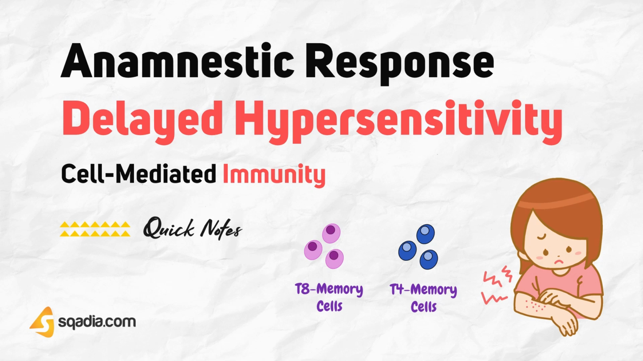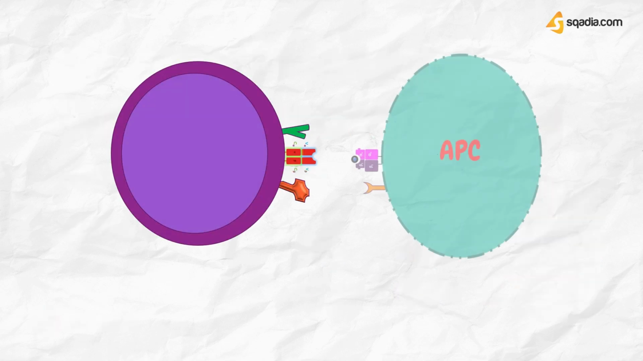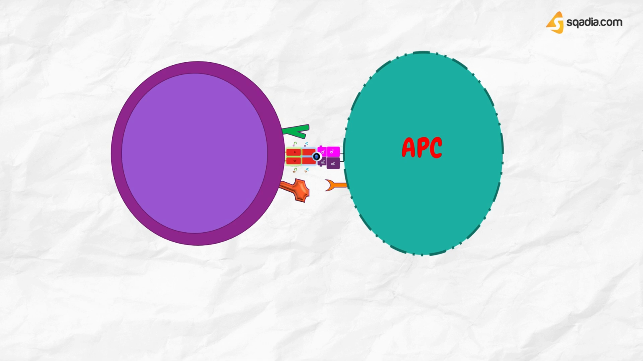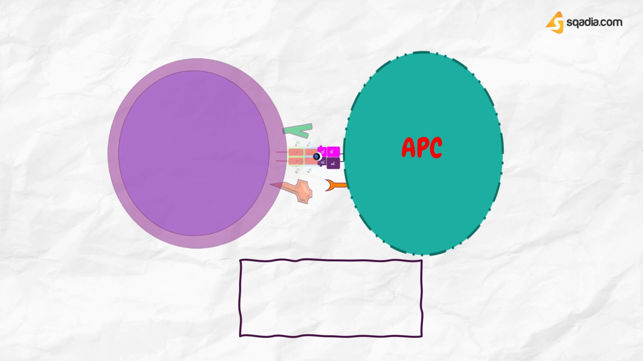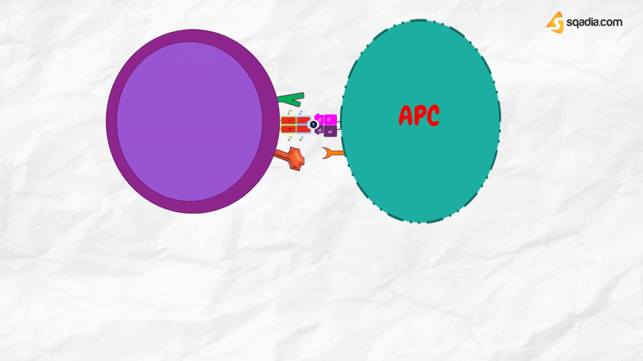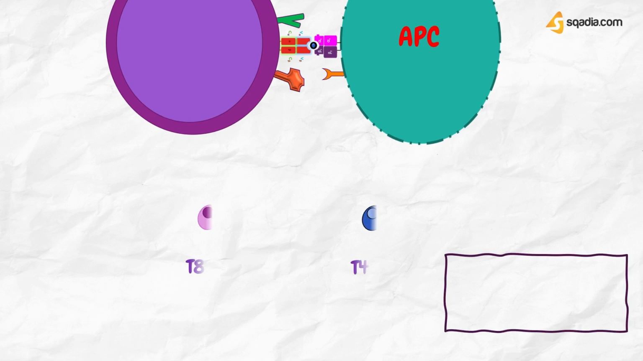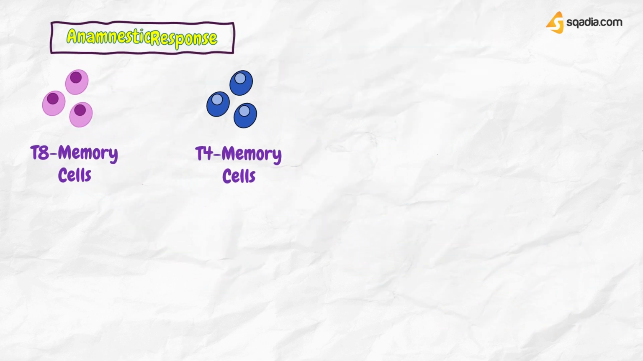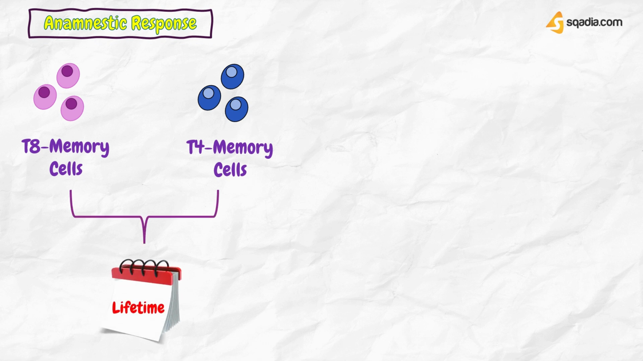Now let's talk about how acquired immunity develops memory against specific pathogens. This is also possible due to the cell-mediated response. As a result of T lymphocytes recognizing epitopes of protein antigens during cell-mediated immunity, that is during clonal selection, numerous circulating T8 memory cells and T4 memory cells develop which possess anamnestic response or memory. These T memory cells persist for the remainder of a person's life.